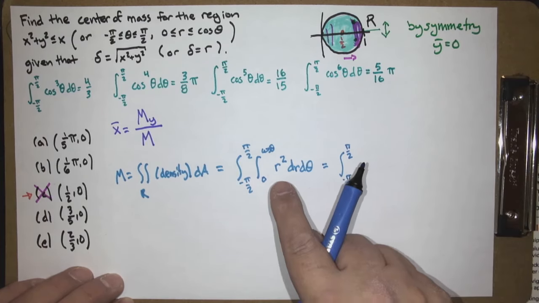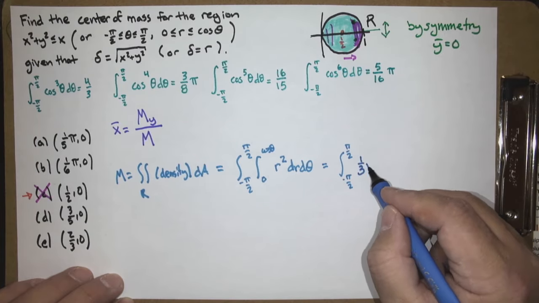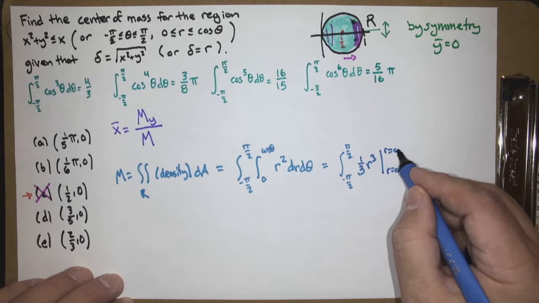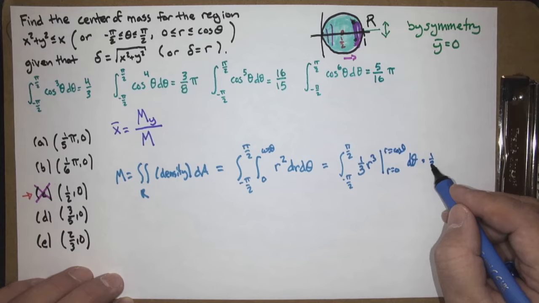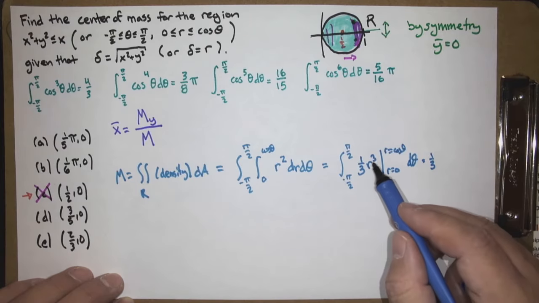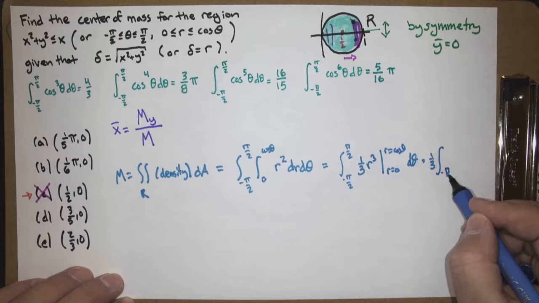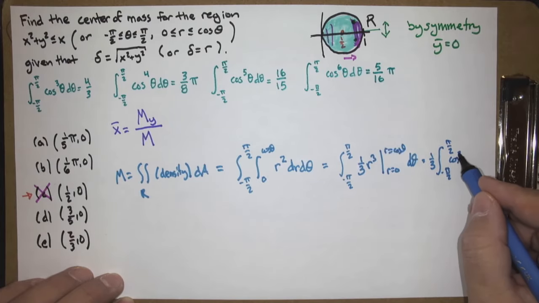Integral of r squared? R cubed over 3. Yep, r cubed over 3. Evaluate r equals 0 to r equals cosine theta. So we can pull out a 1/3. When you plug in 0, you get 0. When you plug in cosine theta, you get cosine theta. So that's negative pi halves to pi halves of cosine cubed theta.